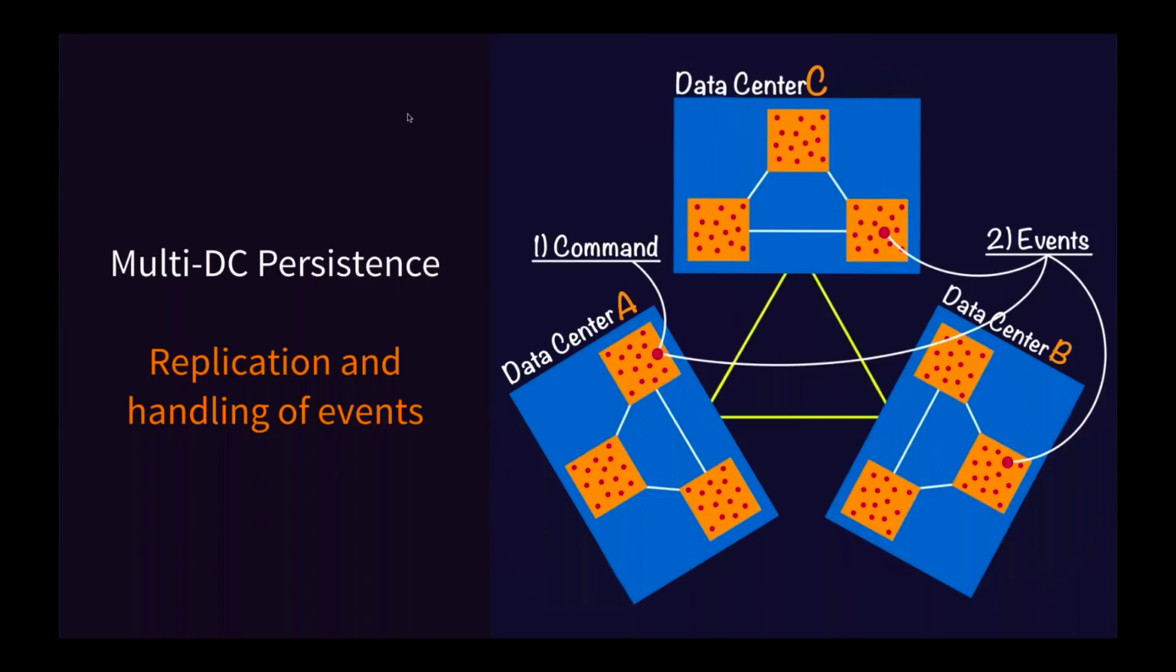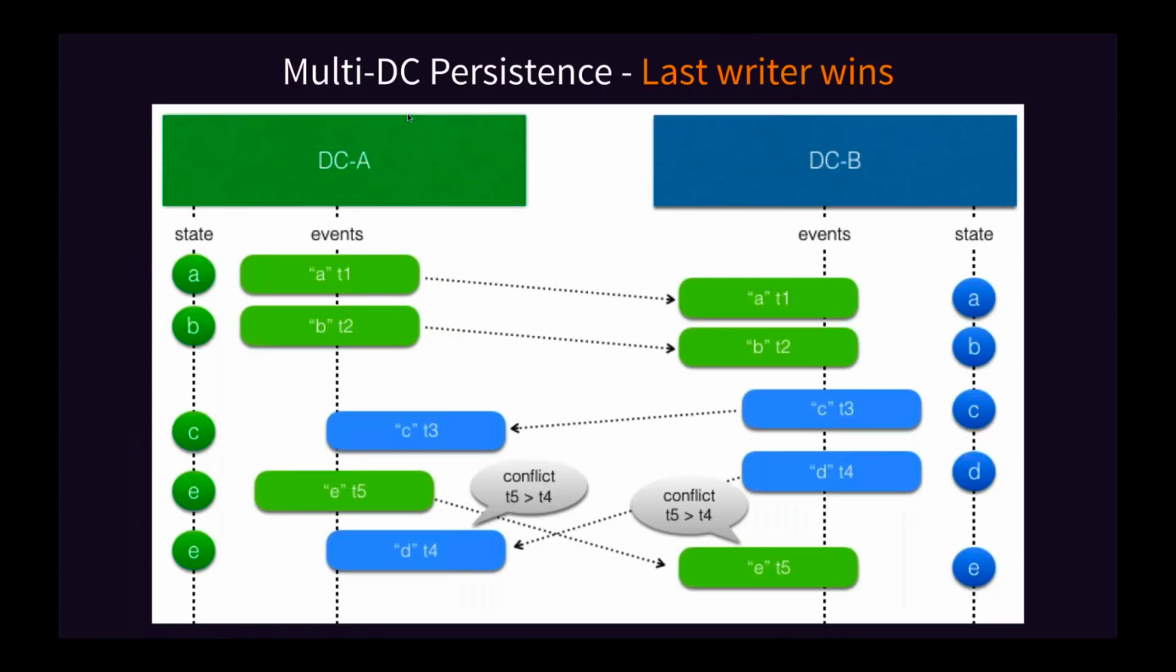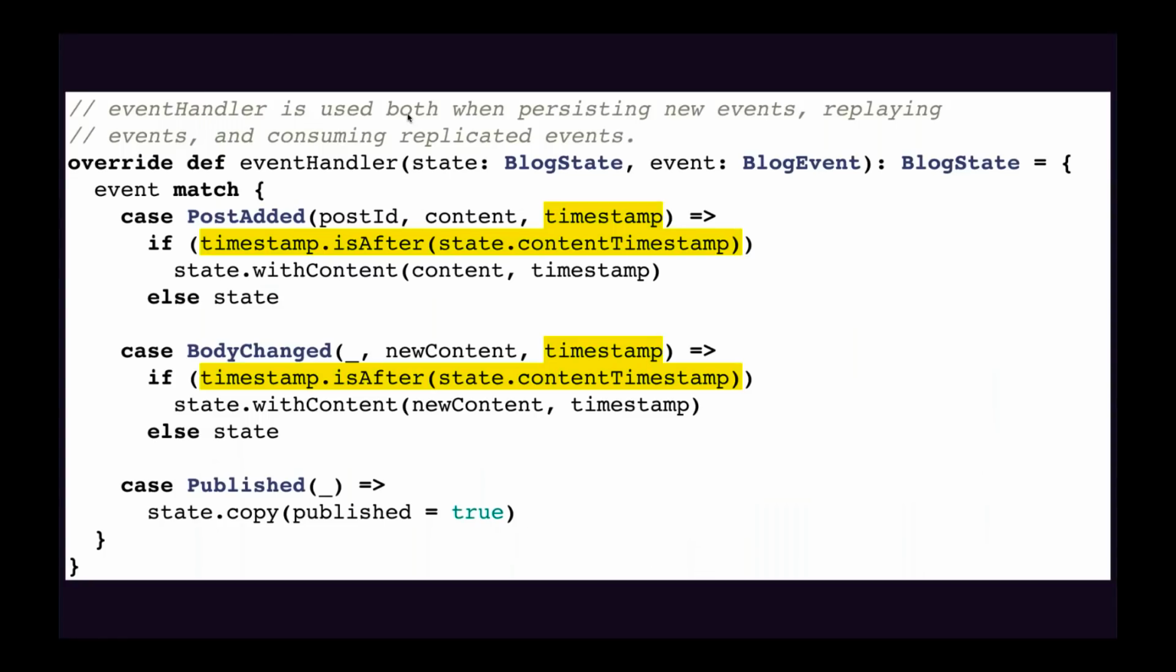There are scenarios that are discussed in the documentation, and here's another example. Say we have a conflict where we have different changes occurring to the same entity at the same time across multiple data centers, and one of the scenarios is last writer wins. So the last change is the one that wins. And in this case, the last change could be based on a timestamp.